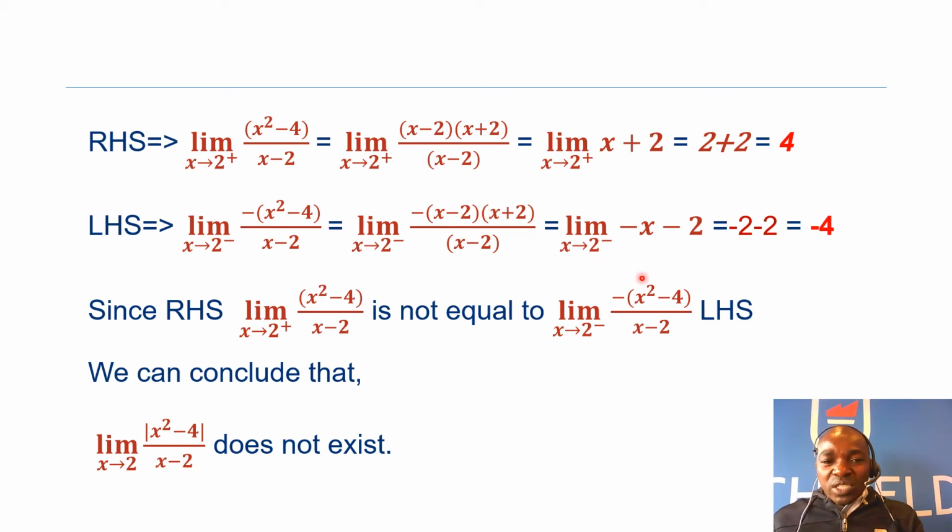So now when we do direct substitution, we're going to get minus 3 minus 2, which gives us minus 4. Since now the right hand side limit, which is equal to 4, is not equal to the left hand side limit, which is equal to minus 4, we can conclude that the limit of our expression, the absolute value of x squared minus 4 divided by x minus 2, where x approaches 2, does not exist.